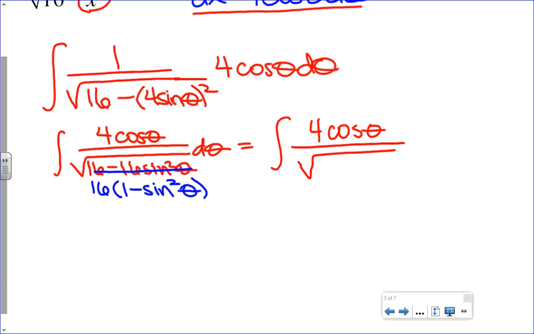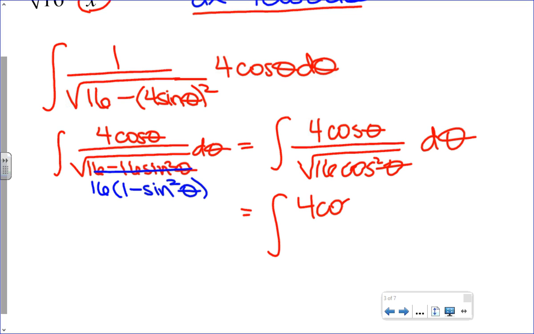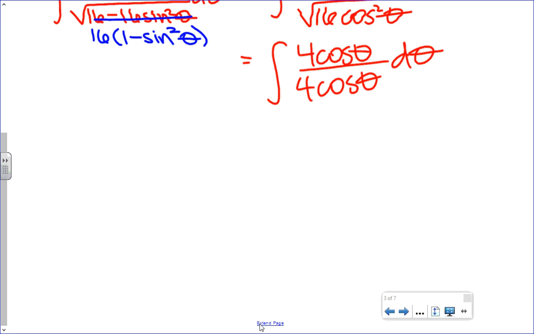So in our denominator we have radical 16 cosine squared. And what is the square root of 16 cosine squared? 4 cosine theta. So it's just theta. But Isaac, what's the antiderivative of 1 d theta? There it is.